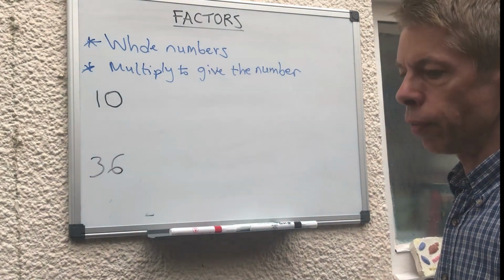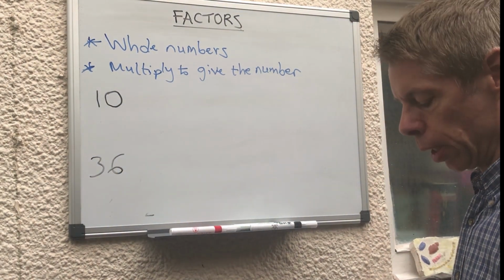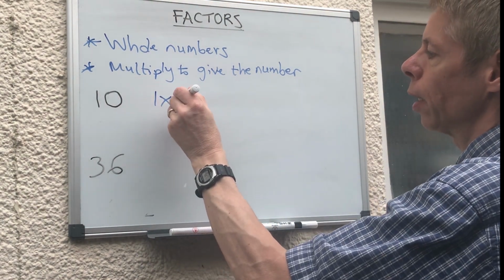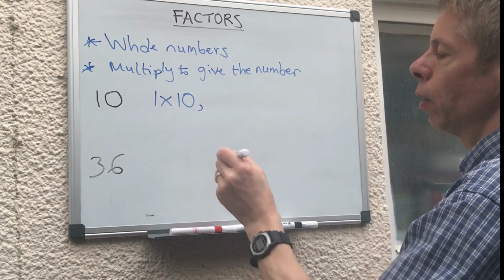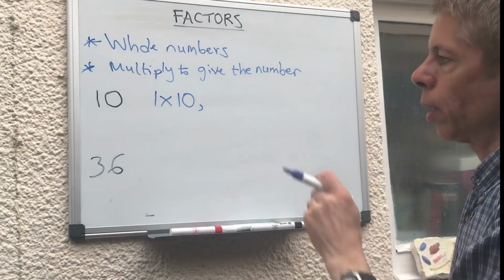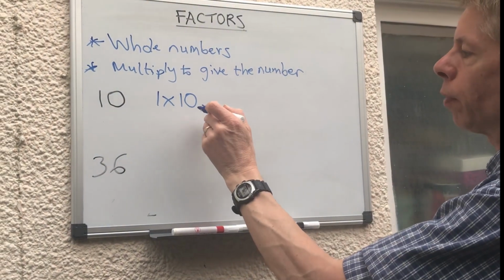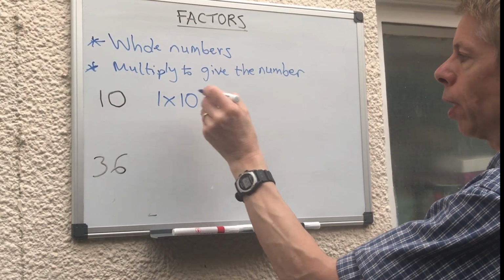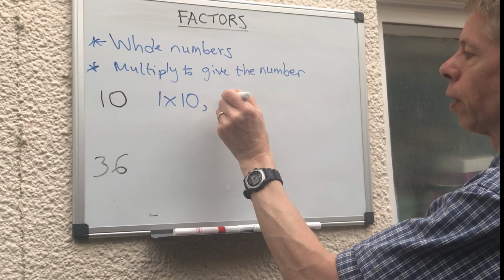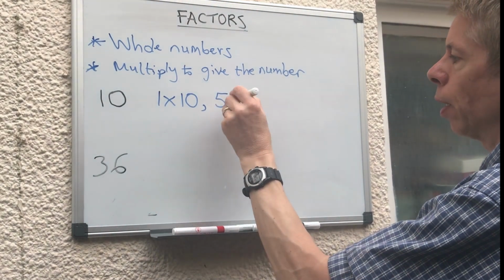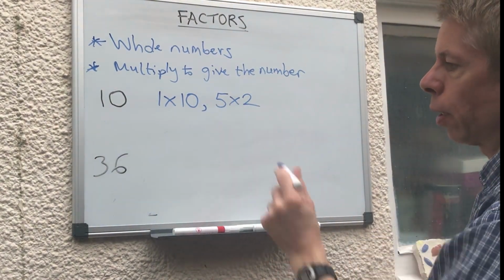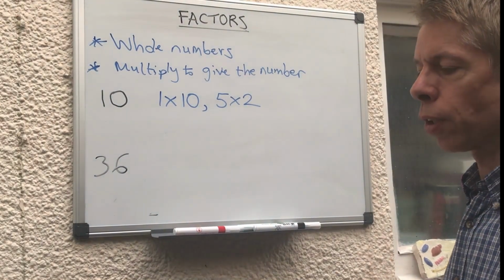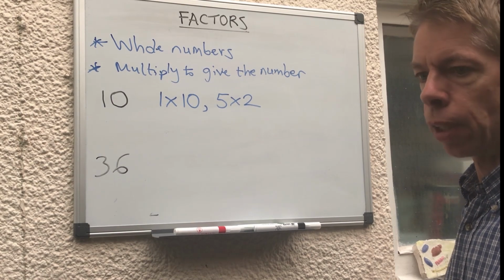Okay, I'm going to go through the factors of 10 and then give you a little bit more time for 36. So factors of 10, obviously 1 times 10. So even if you don't know what else it is, you know it's 1 times 10. Because 10 is in the 10 times table, it must also be in the 5 times table. So let's try 5. It's obviously going to be 5 times 2. That's it for 10. That was a nice easy one. Just give you a few more seconds to work out the factors of 36.